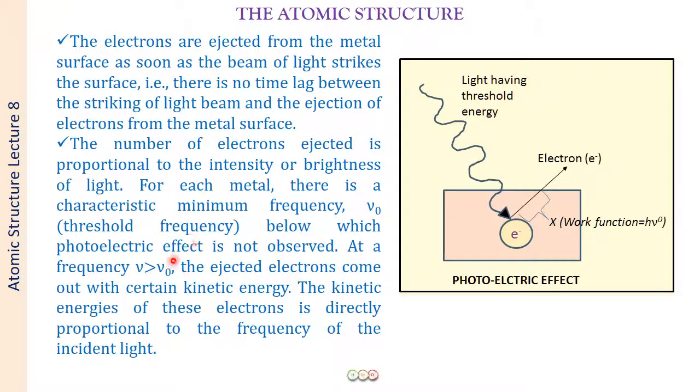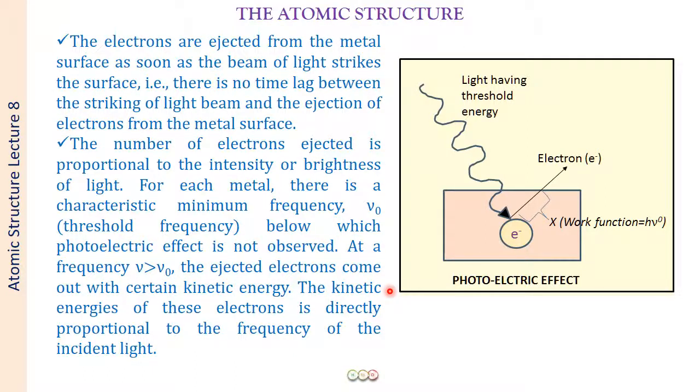The frequency below which the photoelectric effect is not observed is called the threshold frequency. So when there is a frequency that is greater than nu naught, the ejected electrons come out with a certain kinetic energy. So the push is going to be dependent upon how much energy Rahul and his friends have. The more energy they have, the farther they are going to push the boys out of the line. Similarly, the electrons are going to be expelled out with a greater kinetic energy if the frequency, and hence the energy of the light, is greater than nu naught, that is h nu naught.